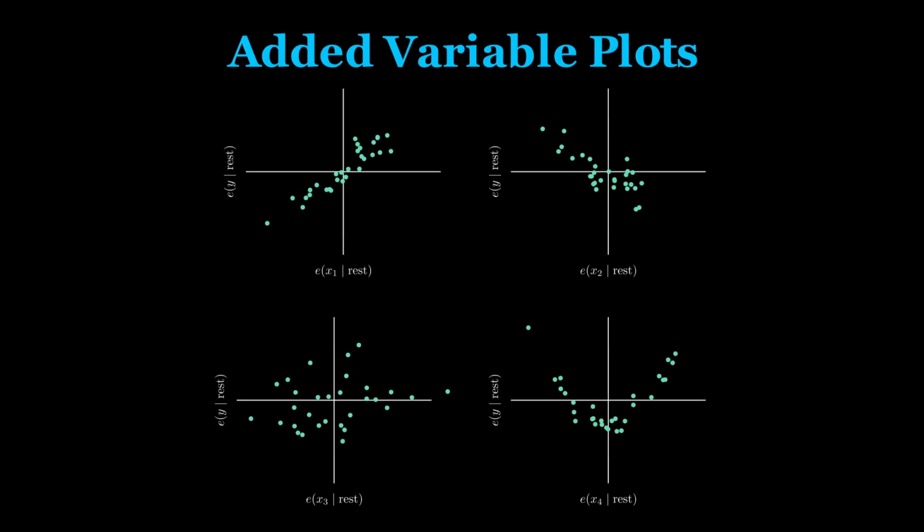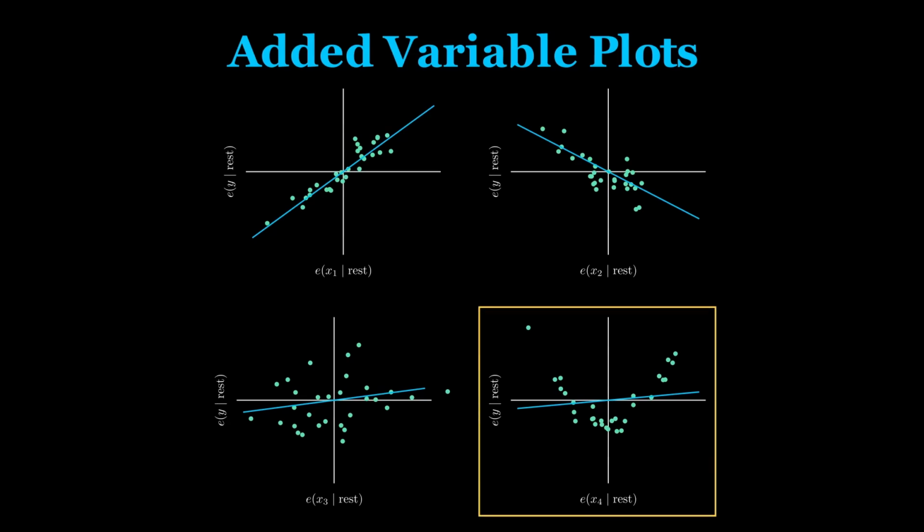Each panel plots the response residuals against the residuals for one predictor. A steep, tight pattern, like x1, indicates a strong, unique contribution, while a flat, diffuse cloud, like x3, suggests that predictor adds little after accounting for the others. The slope of the regression line in each panel equals the corresponding beta hat from the full multiple regression. This makes added variable plots a powerful way to visualize the role of every predictor at once.